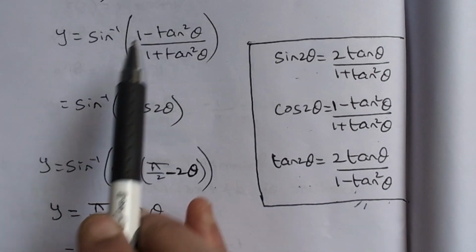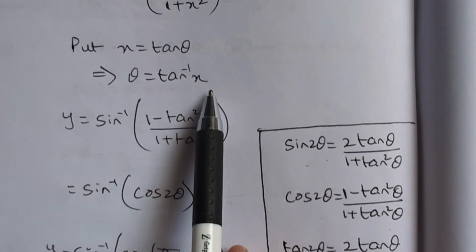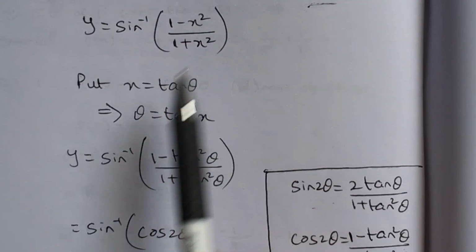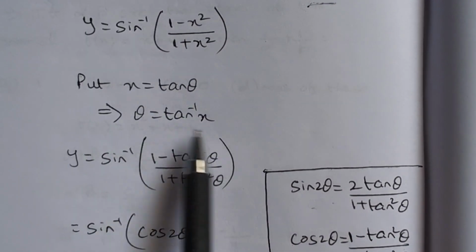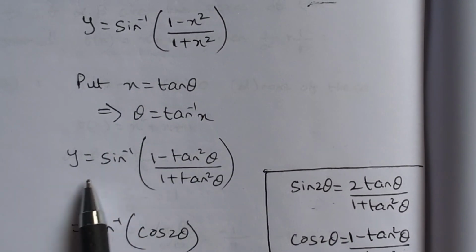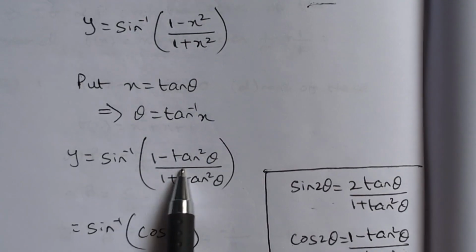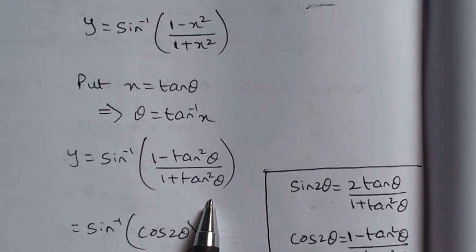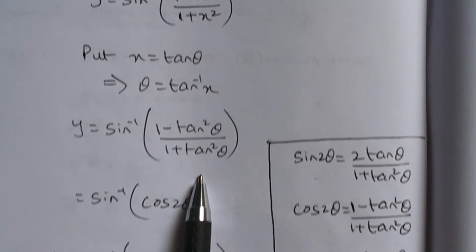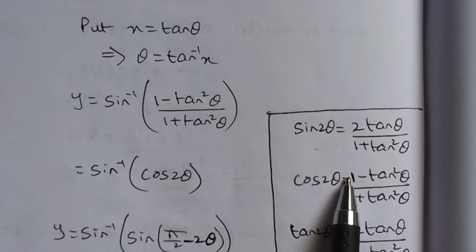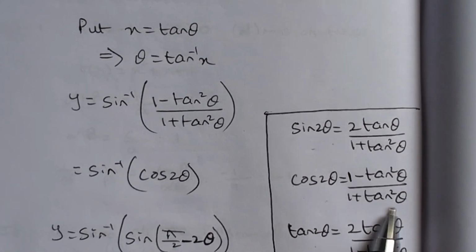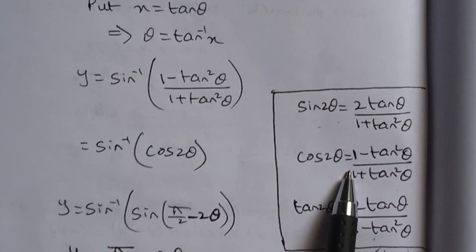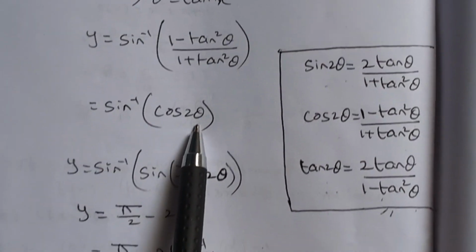Okay, now here we have 1 minus x square upon 1 plus x square. So put x as tan theta, theta will be tan inverse x. So y will be sin inverse of 1 minus tan square theta upon 1 plus tan square theta. What is 1 minus tan square theta upon 1 plus tan square theta? It is cos 2 theta. So y becomes sin inverse cos 2 theta.